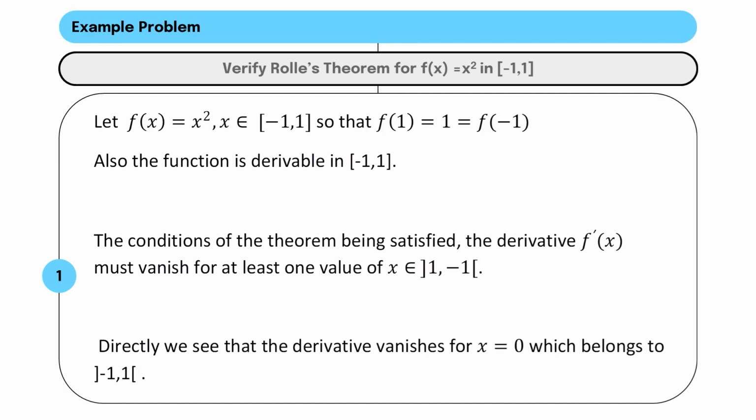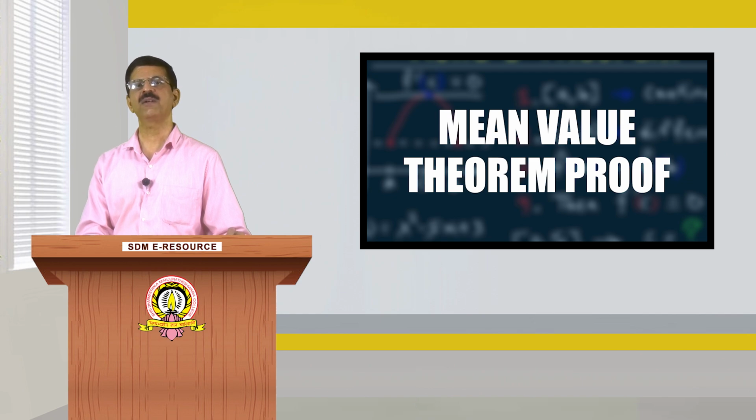The third condition of Rolle's theorem: f of -1, that is -1 square, is equal to 1, and f of 1 is equal to 1 square, which is 1. That means f of -1 is equal to f of 1, equal to 1. All the 3 conditions are satisfied. Hence, Rolle's theorem exists.